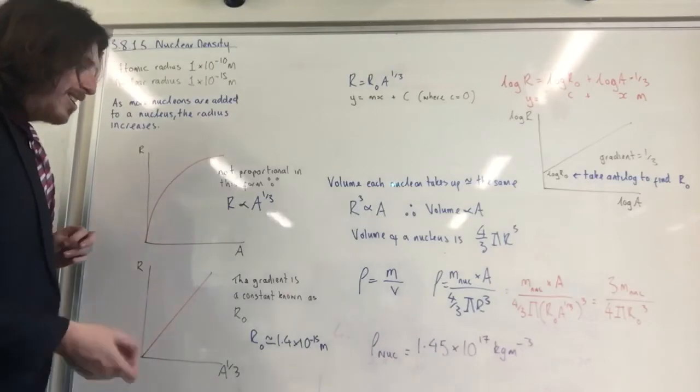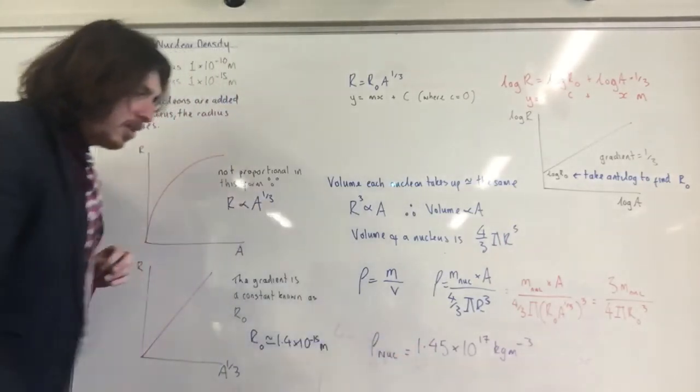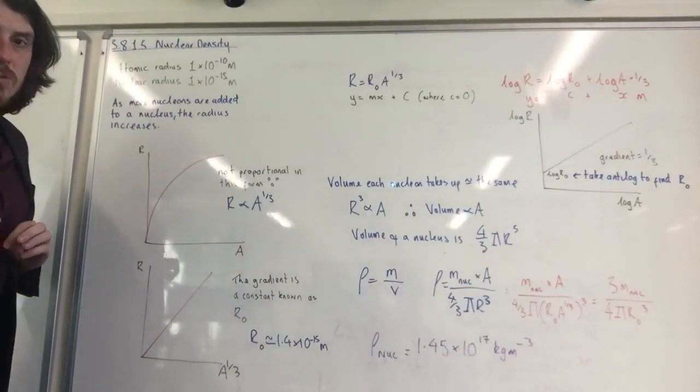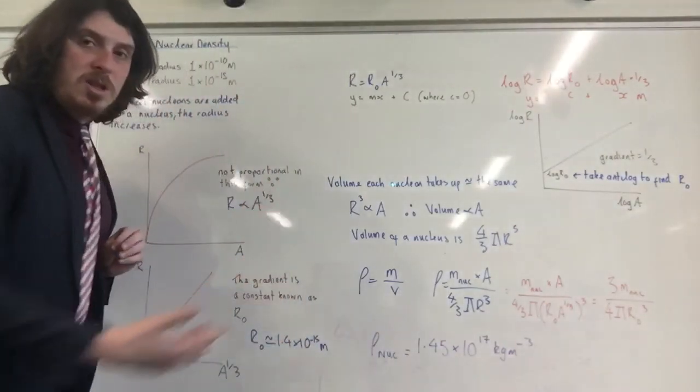So your nuclear density is always 1.45 times 10 to the 17 kilograms per metre cubed. And you could be asked to calculate this in the exam. Be aware of how to do it.